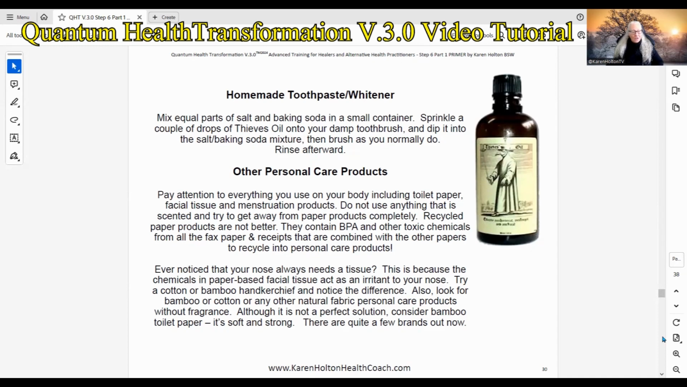Although it is not a perfect solution, consider bamboo toilet paper. It's soft and it's strong. There are quite a few brands that are out now.